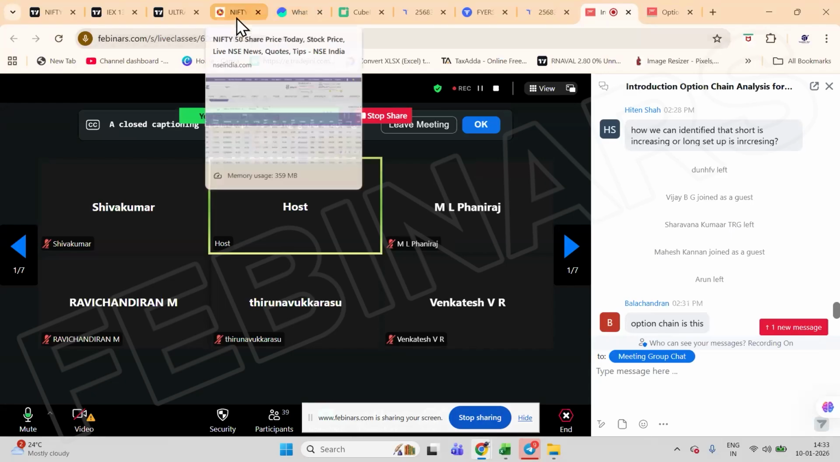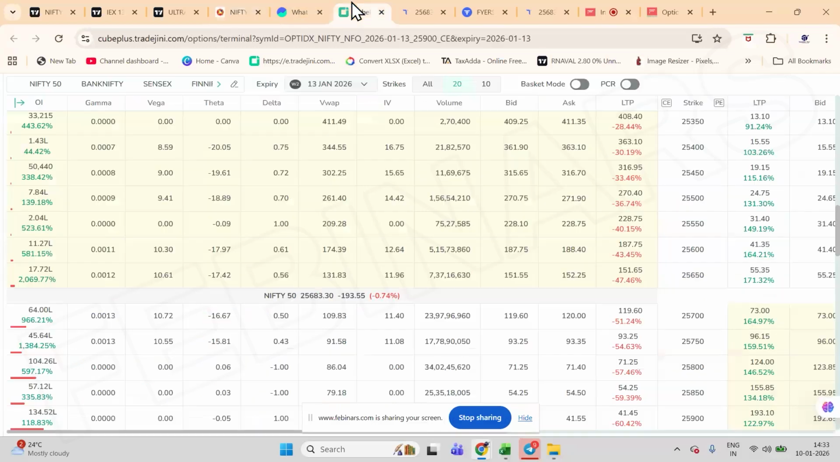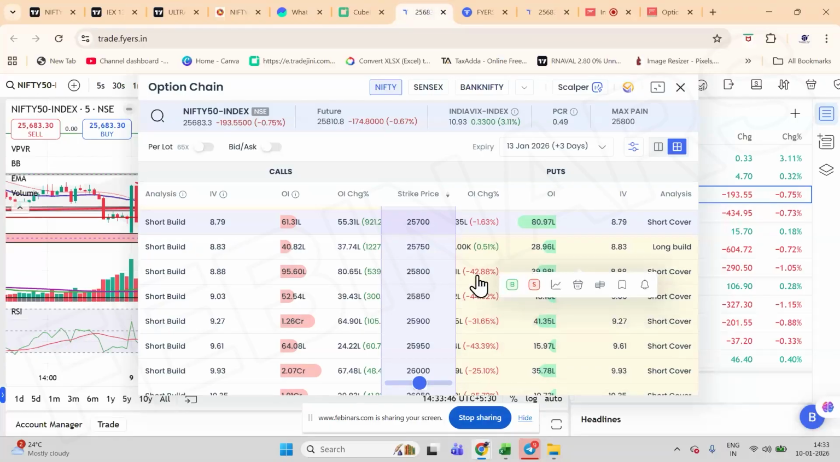Okay, Mr. Ethan is asking how to identify whether long build-up or short build-up is happening. It's very simple. If the change in open interest is negative, the build-up will give us a clear idea. If there was a strong build-up and the change in open interest is positive, and the numbers of change in open interest have increased, then there is positive buying in options.